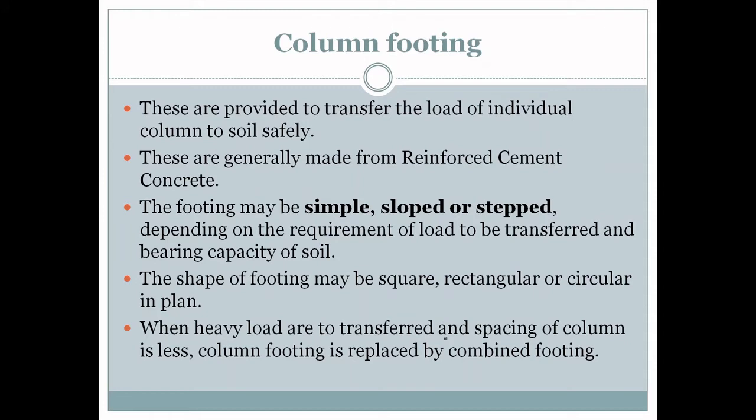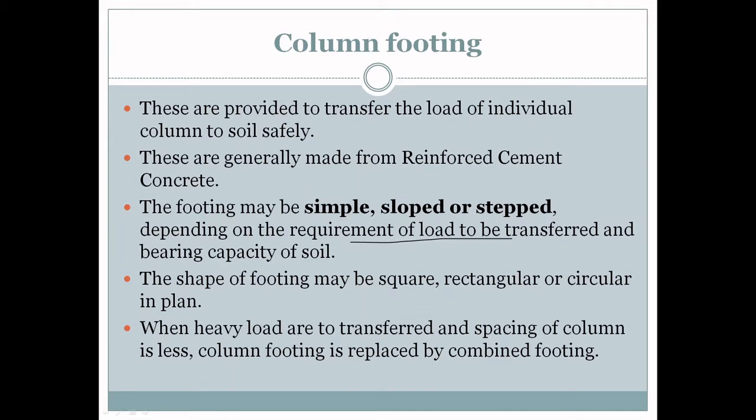Next is column footing. Column footings are provided to transfer the load of an individual column safely without any failure. These are generally made from reinforced cement concrete. The footing may be simple, sloped or stepped, depending upon the load transferred and the bearing capacity of the soil. If the bearing capacity of the soil is high and the load of the structure is low, then a simple footing can be used.